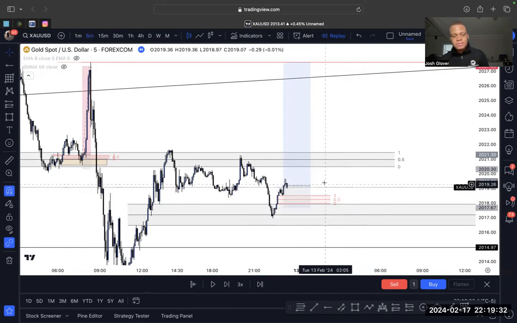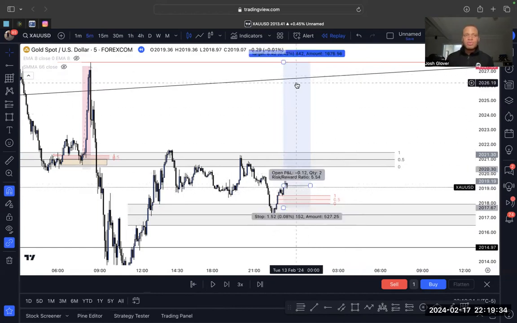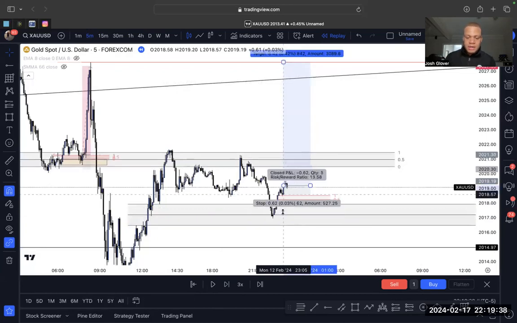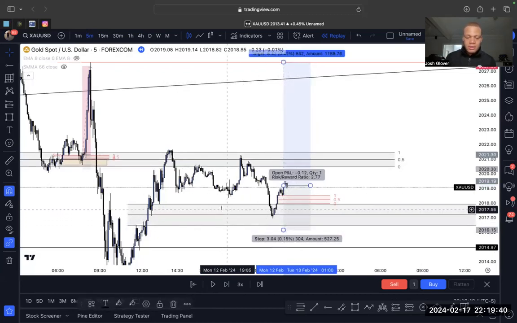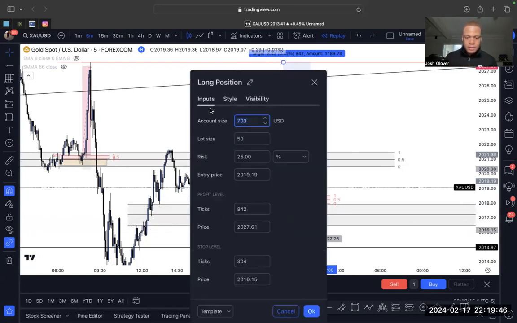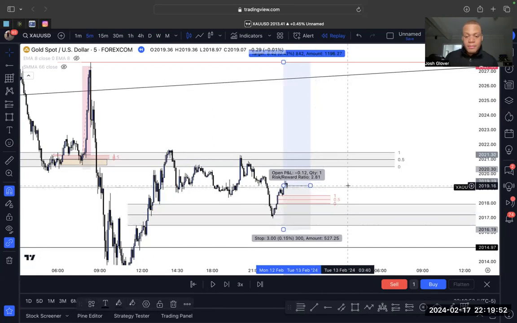But since it was Monday night and we still had to get through London session, I just, to be safe, moved my stops right under the hourly fair value gap. So for a 30 pip stop, just to give myself some breathing room, because I was going to be asleep while this trade ran. So, you know, if we win, we make money in our sleep. If we lose, we lose money in our sleep.